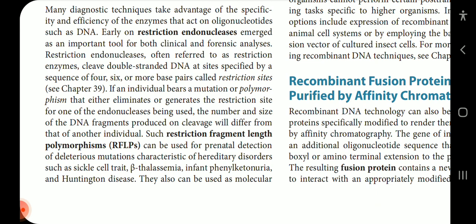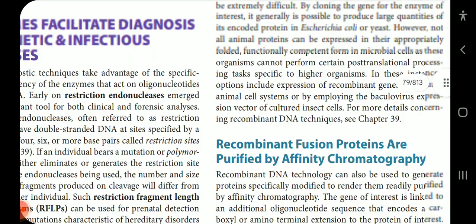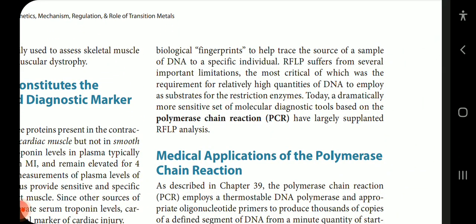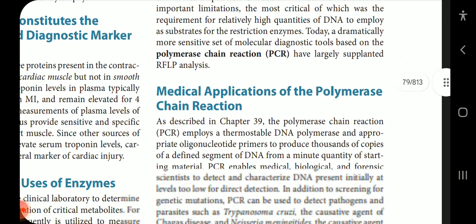Such restriction fragment length polymorphisms, RFLPs, can be used for prenatal detection of deleterious mutations characteristic of hereditary disorders such as sickle cell trait, beta thalassemia, infant phenylketonuria, and Huntington disease. They can also be used as molecular biological fingerprints to help trace the source of a sample of DNA to a specific individual. RFLP suffers from several important limitations, the most critical of which was the requirement of relatively high quantities of DNA as substrate for these restriction enzymes. Today, a dramatically more sensitive set of molecular diagnostic tools based on the polymerase chain reaction, PCR, have largely supplanted RFLP analysis.